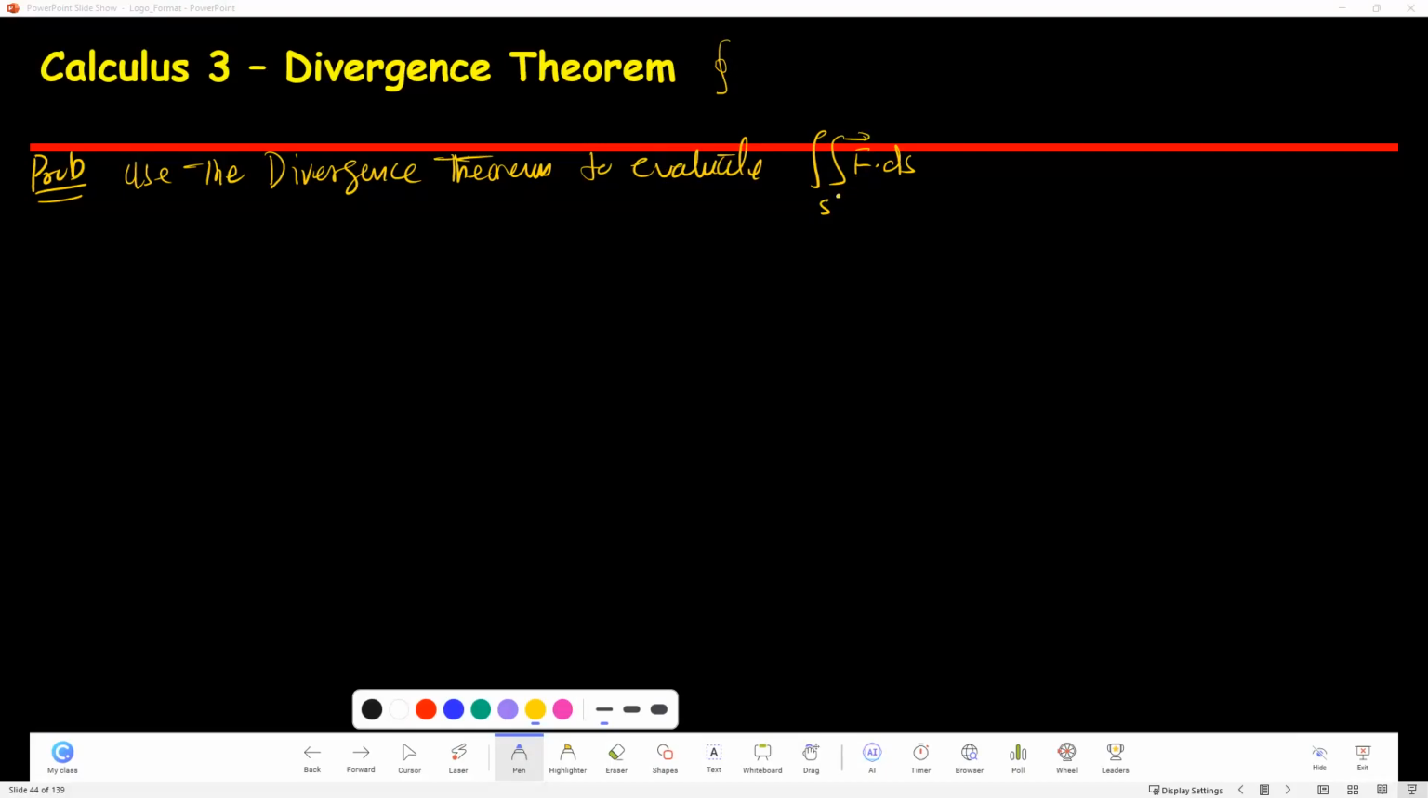But if you don't mention the divergence theorem, and you have these kinds of things written, you know that this belongs to the divergence theorem. And then F is a field given as sine(pi x) i plus x y cubed j plus z squared plus 4x k, and S is the surface of the box.